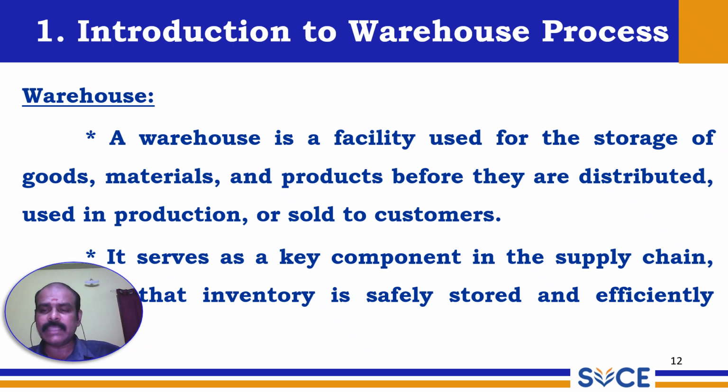Actually, it serves as a key component of the supply chain, and it is going to ensure that inventory is safely stored. Inventory is nothing but, as we discussed earlier, it might be a work in progress part, or a finished product, or raw material. So it has to be safely stored and efficiently managed. Why? Because it might degrade and we might incur losses. And of course, there is another category called perishable and non-perishable. Let us assume that we are not dealing with perishable products as of now. We'll see that in challenges.